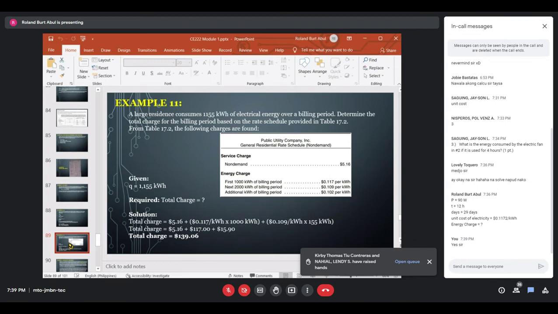Okay guys, so what if naa tay given nga power of 90 watts then gipasiga siya for 12 hours a day, and ang billing period nato is 29 days. Considering nga naa tay unit cost of electricity of $0.1172 per kilowatt hour, pilay energy charge nato? Gi-chat ko pud ang given nato guys ha. Palihog daw ko og solve.